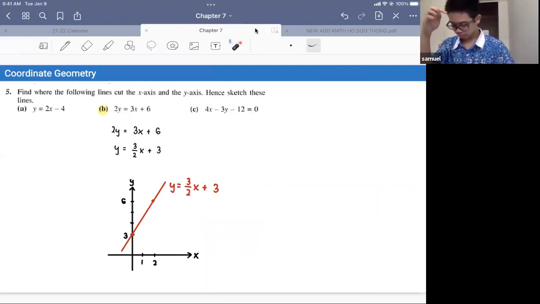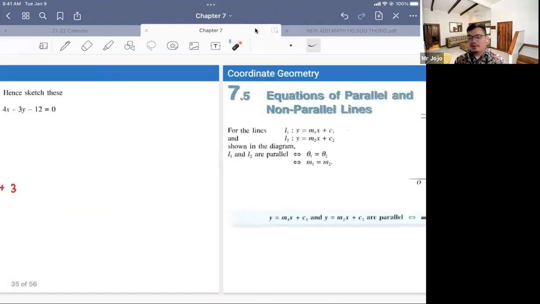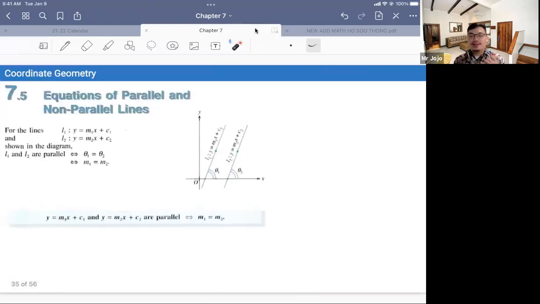Now, let's go to the next topic. So again, we've learned the distance formula. We've learned midpoint. We've learned gradient, and then we've learned equation of a line. Now, the succeeding topics are new for you guys. These are distinct for additional maths. Okay, so let's go with 7.5. Now, how do we find the equations of parallel and non-parallel lines?